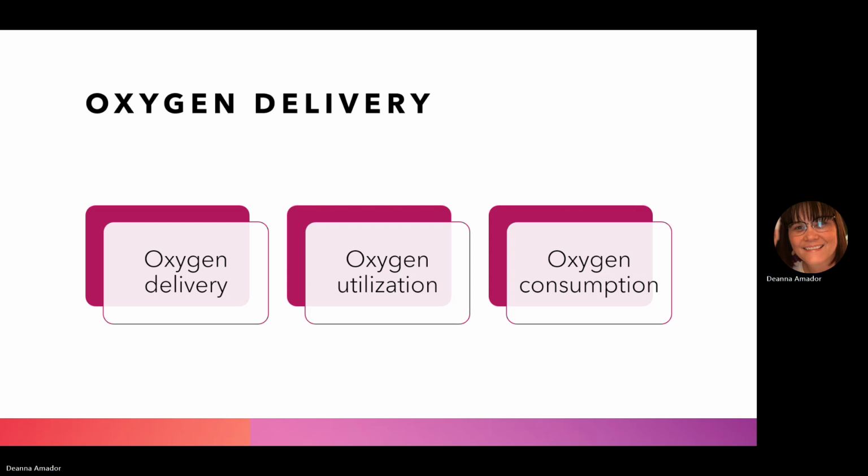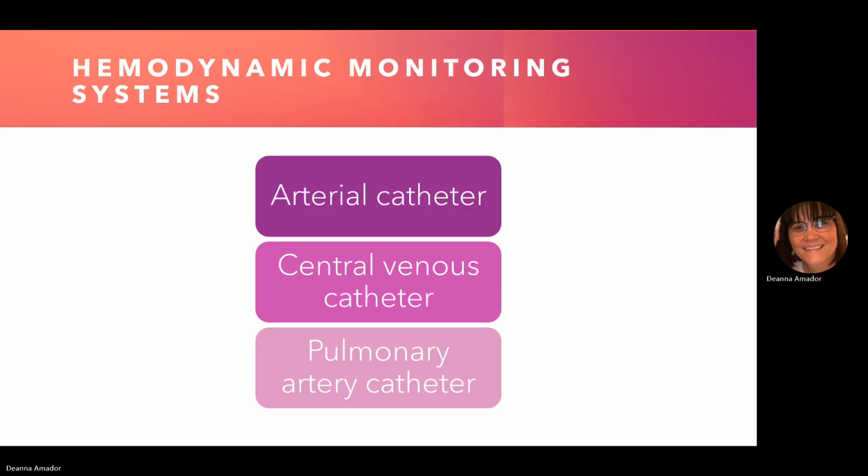Okay. Let's go on to some other types of hemodynamic monitoring. You have an arterial catheter, which I'm going to show next, which would be like a radial arterial line. You can use your central venous catheter, which is your central line, and then a pulmonary artery catheter, which is a catheter that goes into the pulmonary artery, well, before the pulmonary artery within the heart.